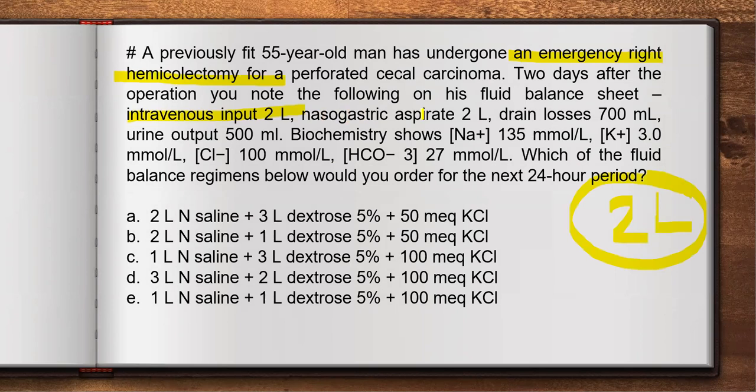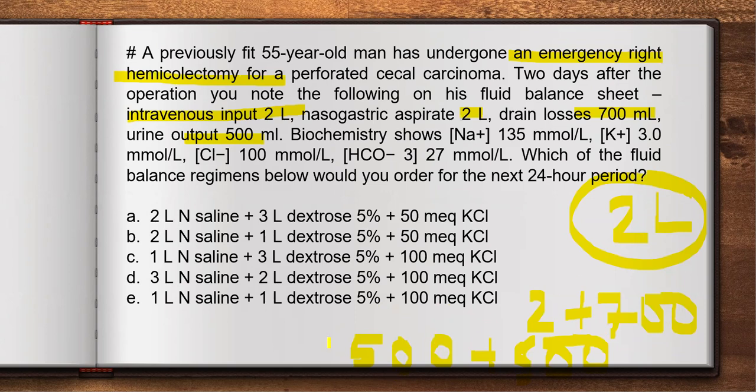The output with nasogastric aspiration is 2 liters. Drain loss is 700 ml. Urine output 500 ml. Okay, now every patient has an insensible loss, which you cannot see, like maybe from sweat, or sometimes evaporation from the skin. So this is called insensible loss, which we keep as 500 for every patient.